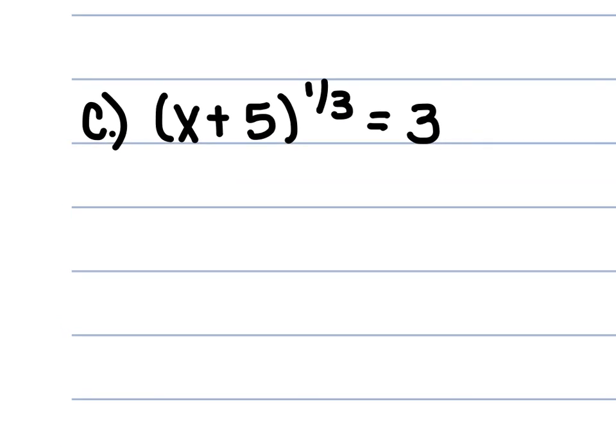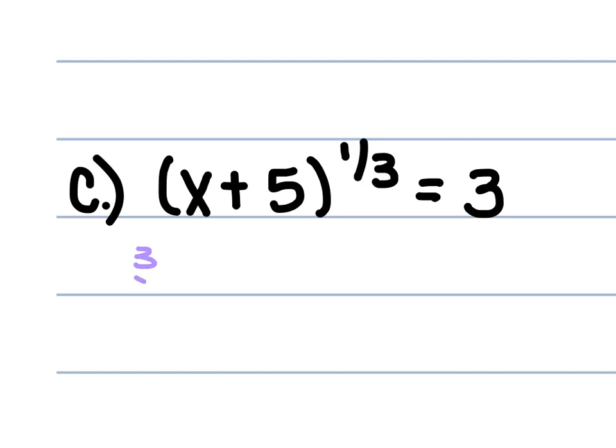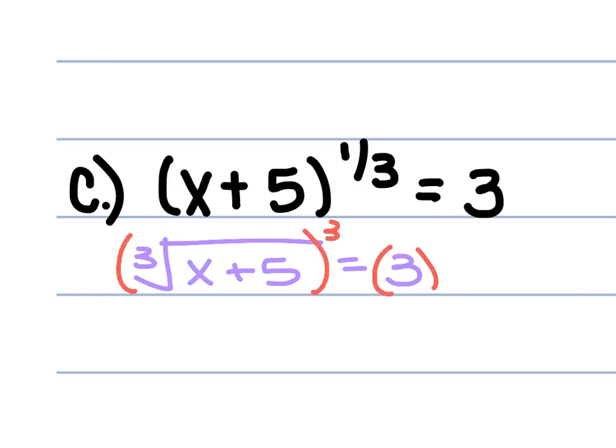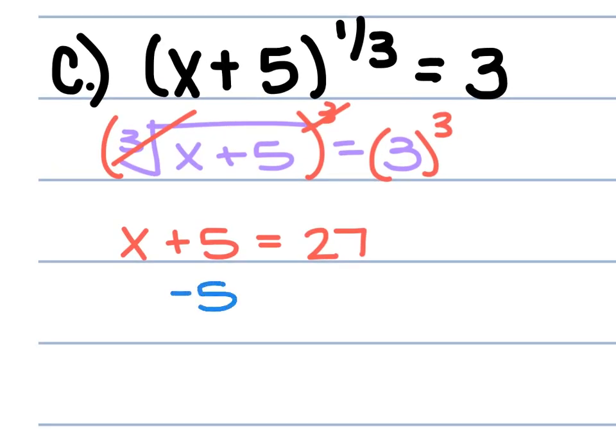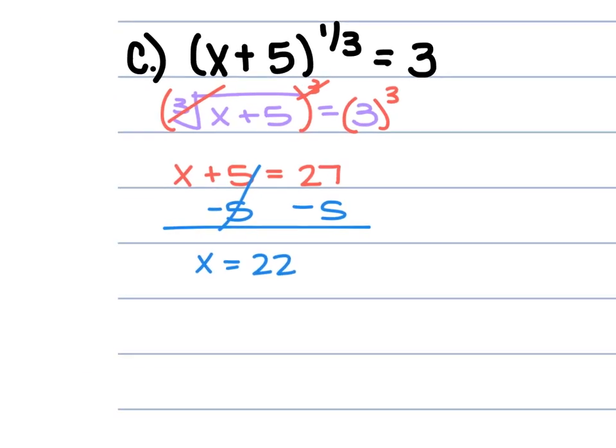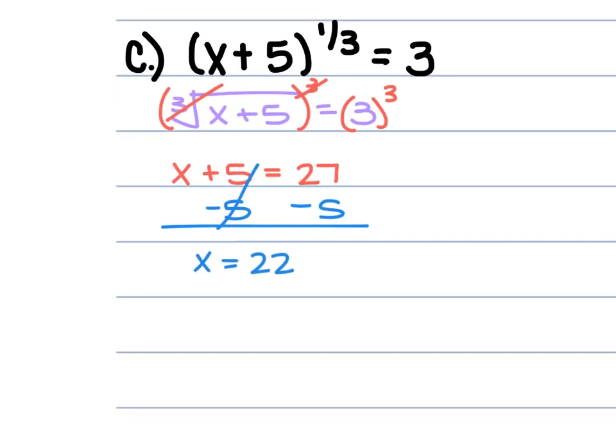For C, we have x plus 5 to the 1/3 power is equal to 3. So this is going to turn into the cube root of x plus 5 is equal to 3. Raise each side to the power of 3. These will cancel, so x plus 5 is equal to 3 cubed, which is 27. We're going to move the 5 over by subtracting it. So x is equal to 22. Plug it in. 22 plus 5 is 27. The cube root of 27 is 3. We're good. So this is correct.